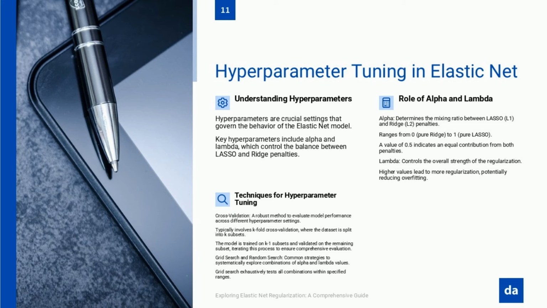The answer is cross-validation. Instead of guessing, we systematically test different combinations of lambda and alpha to see which ones produce the lowest error. The most common method is k-fold cross-validation, where we split our dataset into multiple subsets, train on some, validate on others, and repeat the process multiple times. This helps us find the optimal hyperparameters that generalize well to new data.